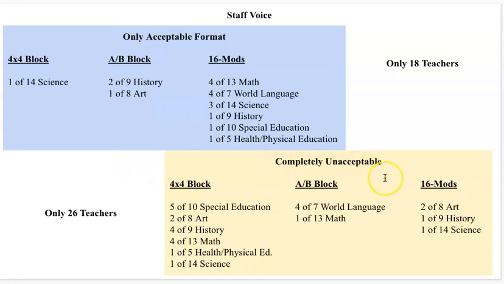As far as a format that is completely unacceptable, only 5 people said that the AB block is unacceptable. 4 said that the 16 mods is unacceptable. But this is where you had a large number of people that said we want to move away from the 4x4 block. This piece of data convinced me to say the 4x4 block is something that we do need to move away from.